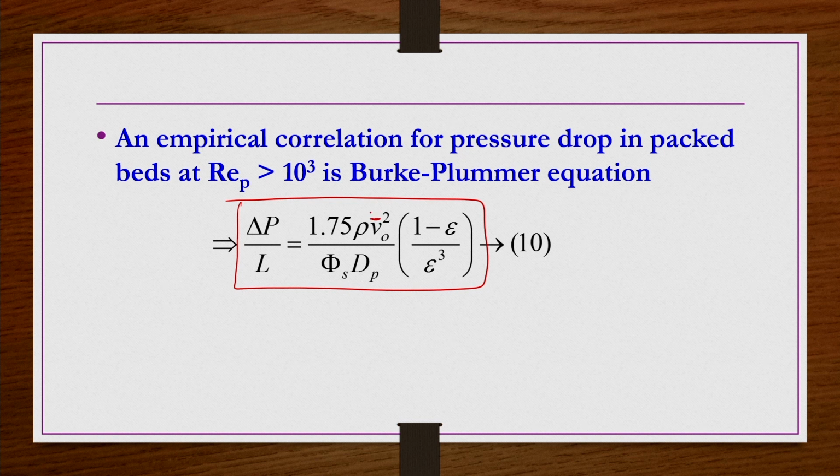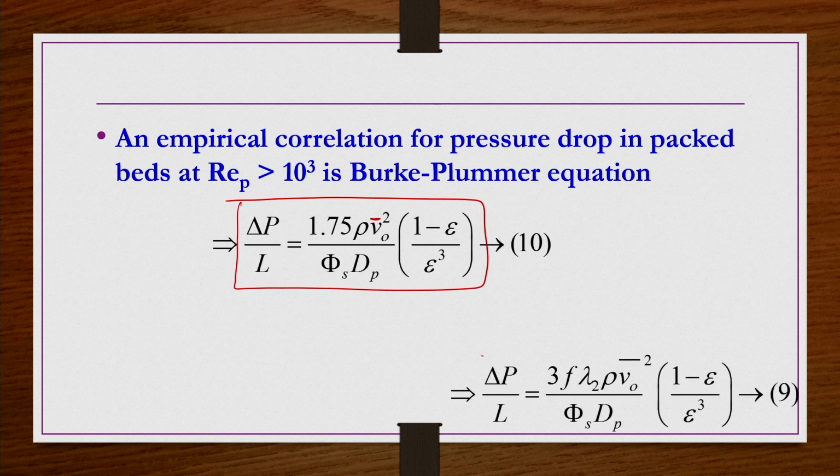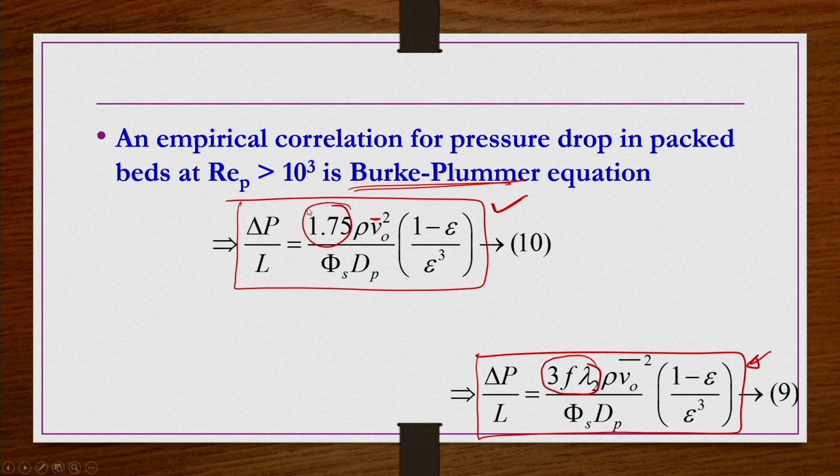Now, this equation number 10, if you compare with our equation number 9, which we just derived theoretically, this is an empirical correlation. Equation number 10 is the empirical correlation developed by Burke and Plummer. And this is the theoretical equation that we just developed based on the theoretical information that is available. So, what we understand here is that 3 f lambda 2 is equal to 1.75 and the rest everything is the same.